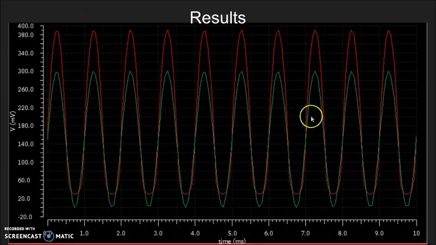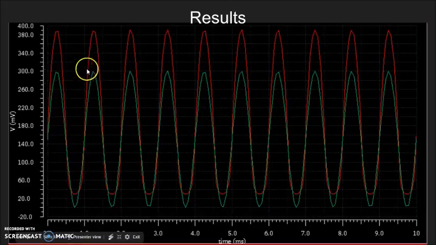So looking at the results here, you can see this green curve here is VN, which is a 300 millivolt peak-to-peak waveform, and right here you have the red waveform, which is your VO. So the calculated gain was around 1.6, which we were talking about earlier, so it holds true. And then after layout, we got within 10% of the total power consumption of what we originally calculated.